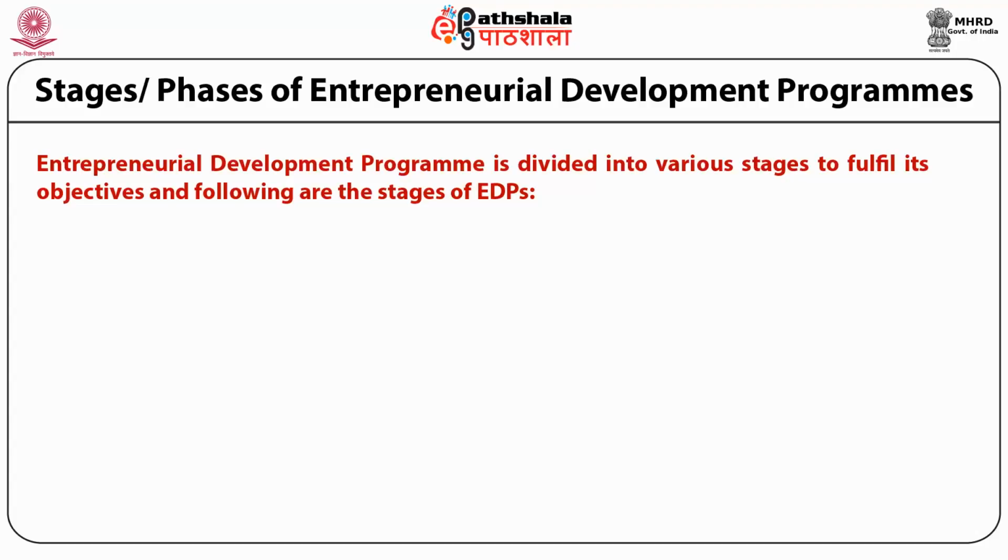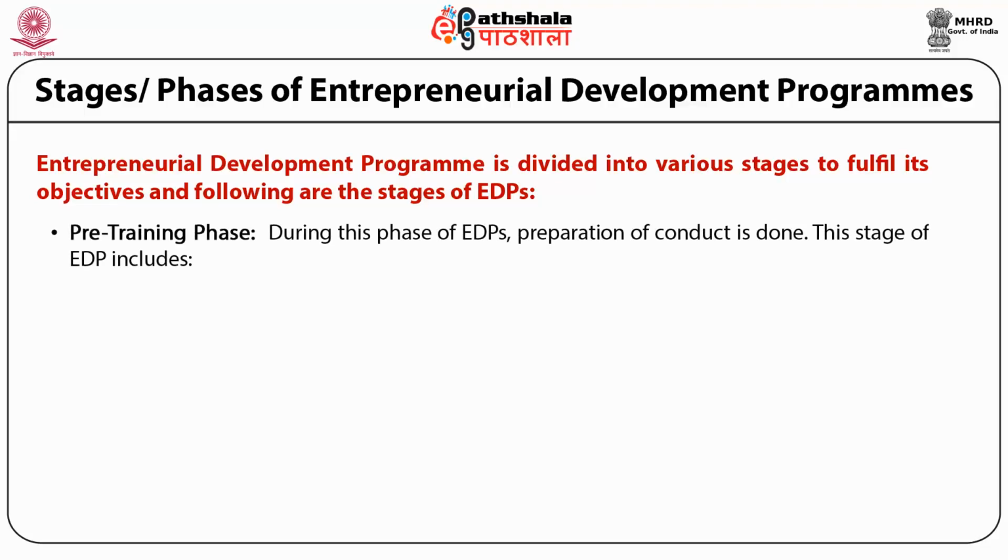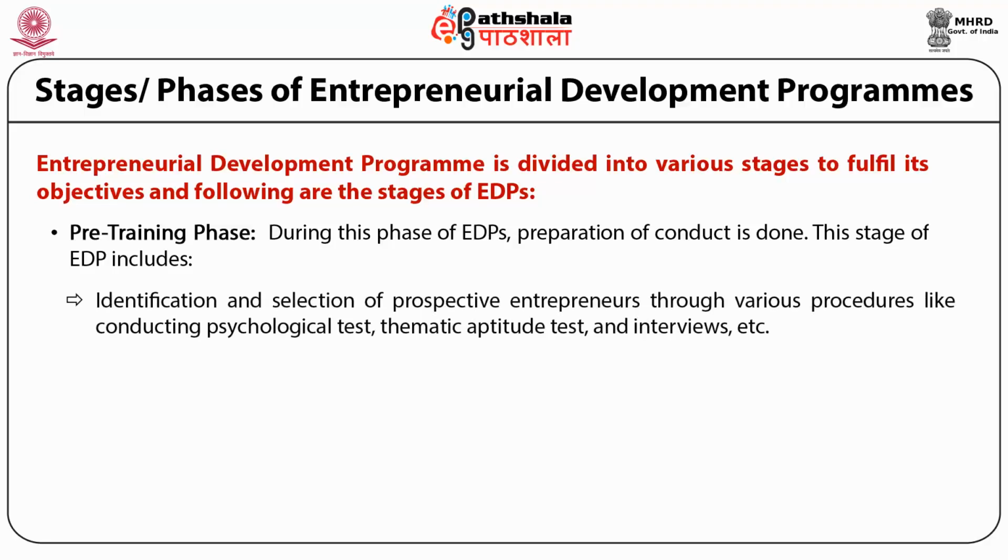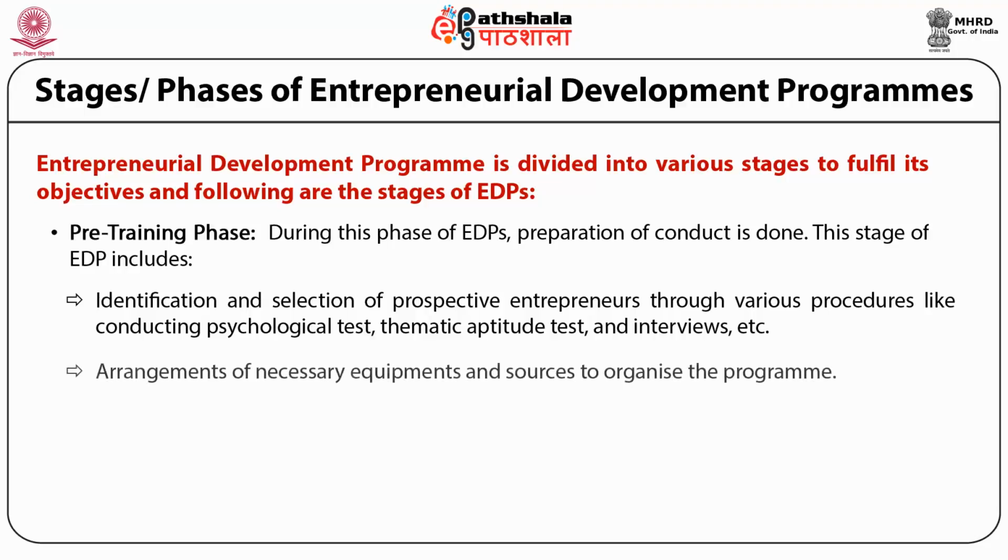Entrepreneurial development program is divided into various stages to fulfill its objectives, and following are the stages of EDPs. Number 1, pre-training phase. During this phase of EDPs, preparation to conduct is done. This stage includes identification and selection of prospective entrepreneurs through various procedures like psychological tests, thematic aptitude tests, and interviews, etc. Arrangement of the necessary equipment and resources to organize the program.